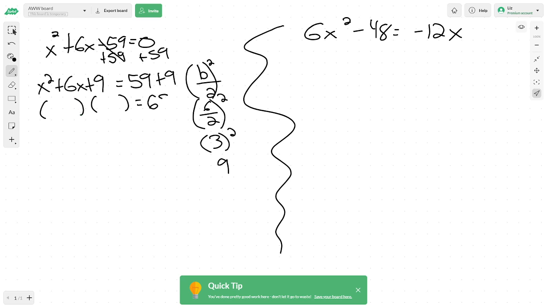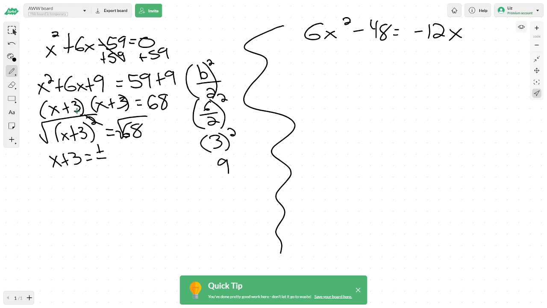68. x and x plus 3, plus 3. So the perfect square that I completed was x plus 3 squared. Now we're going to take the square root of both sides, and I get x plus 3 equals positive or negative square root of 68.